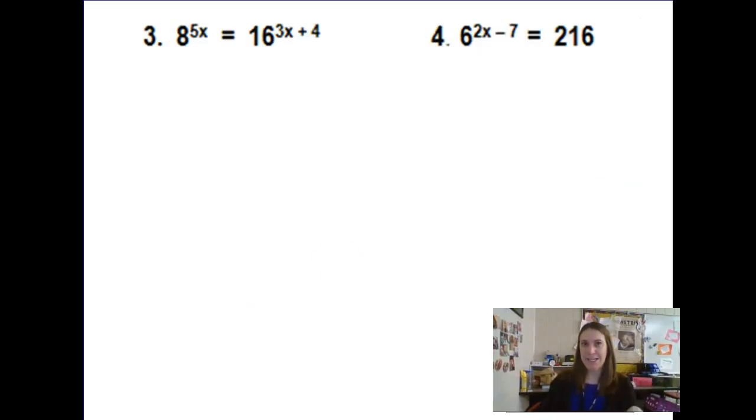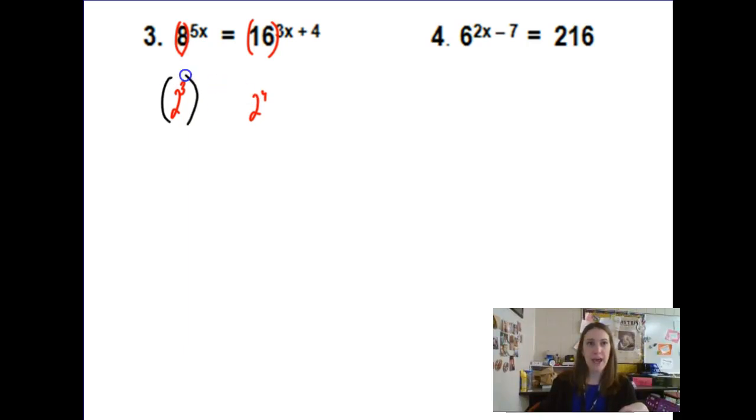So again, 8 and 16, I know there's some common numbers there, but we have to think in terms of bases and exponents. So 4 isn't going to work easily. We have to go smaller. Let's go with a 2. So I can rewrite 8 as 2 to the 3rd power. I can rewrite 16 as 2 to the 4th power.